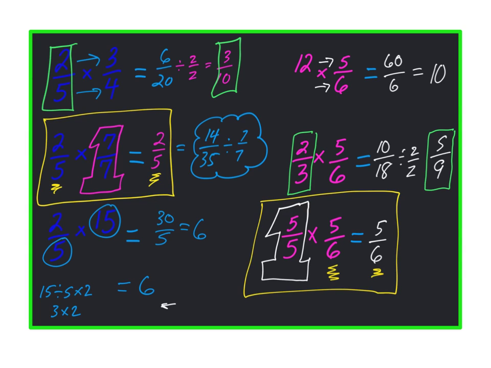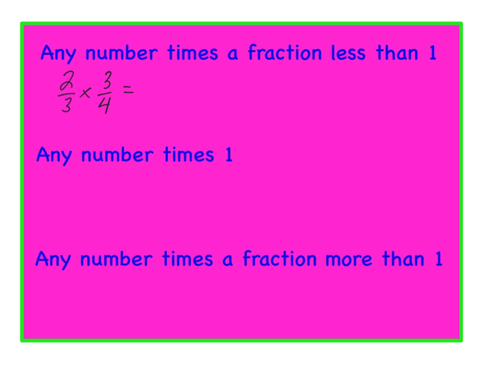And in the two remaining problems, you'll probably find it is no surprise that if you have a fraction and you multiply it by a number bigger than 1, your answer is going to be bigger. So now let's take that and apply that to our rules.